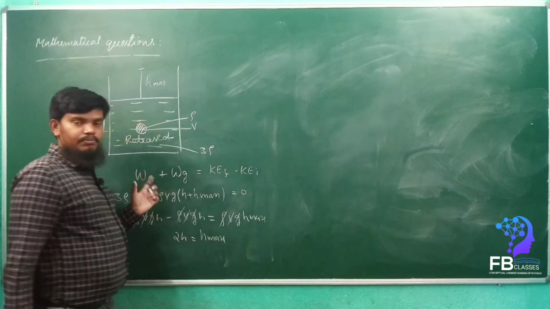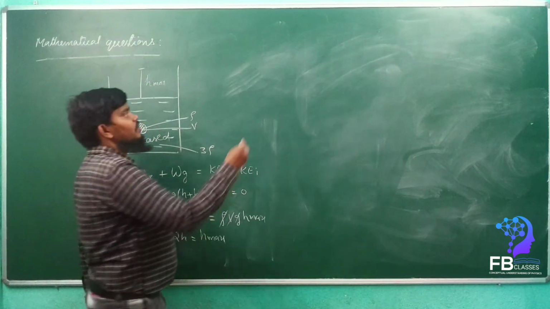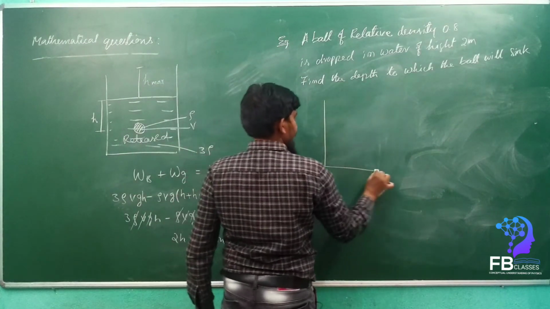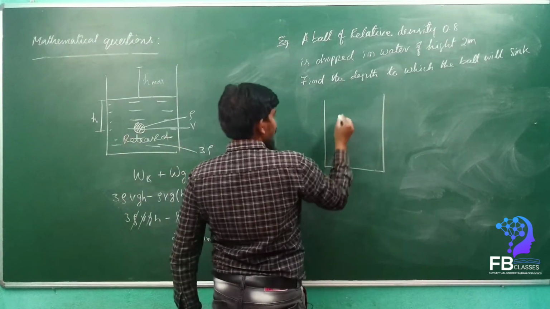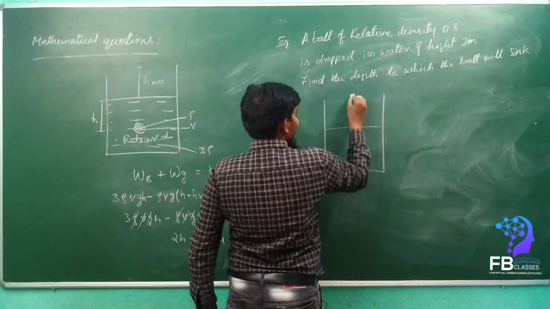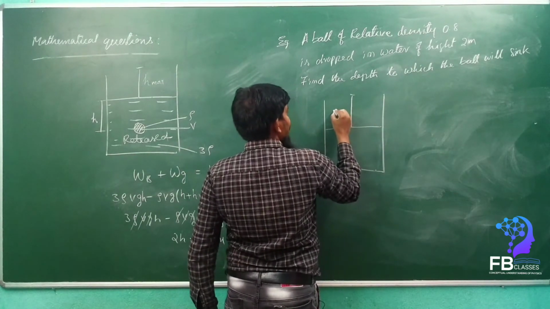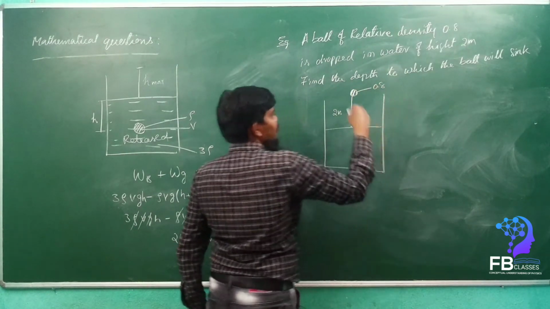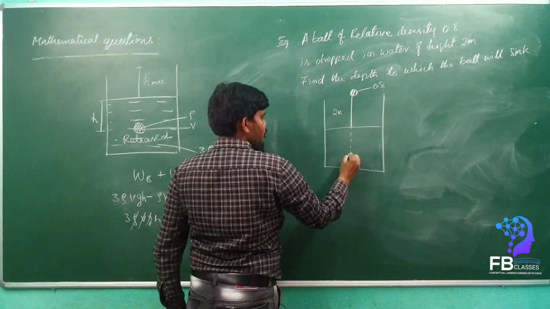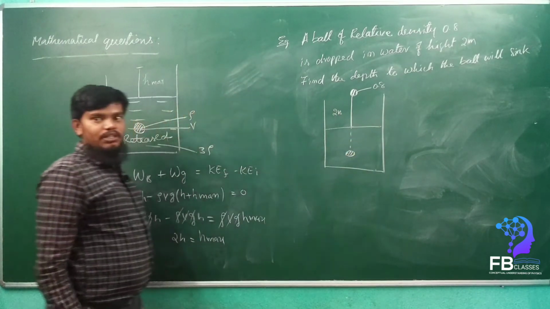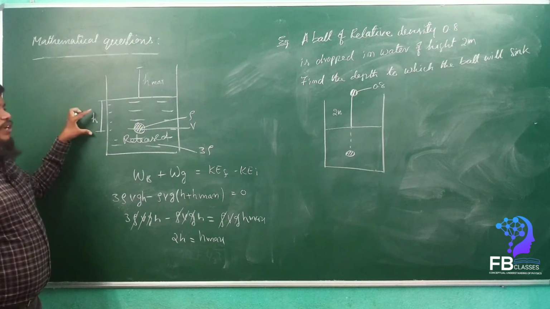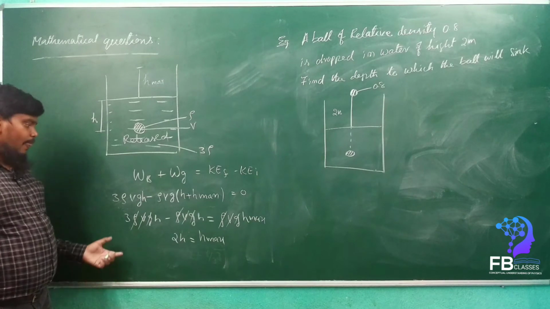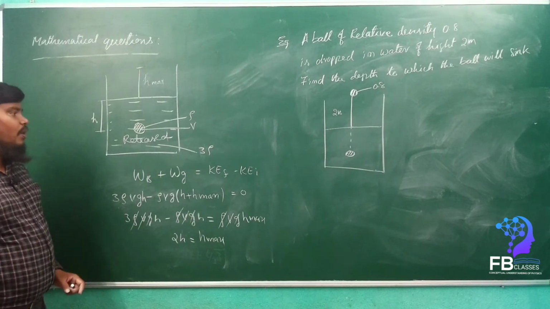Based on the same concept, a question was asked in JEE Mains. The question is simple. Same logic we have to apply here. He is giving a height of 2 meters. From the 2 meter height, a ball of relative density 0.8 is dropped, and he asks how deep the ball will go. That means he gave h max, and we have to find the h value. Simple. The same logic we have to apply here.